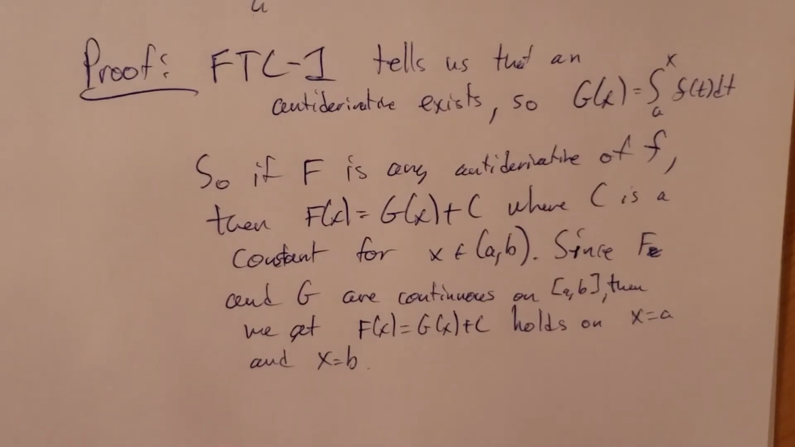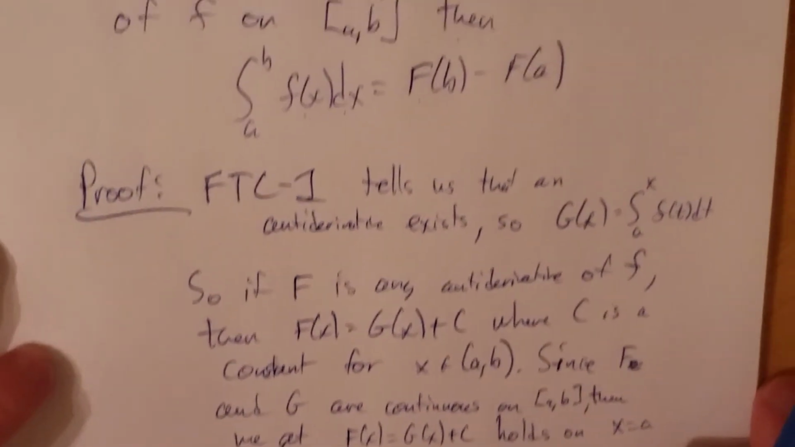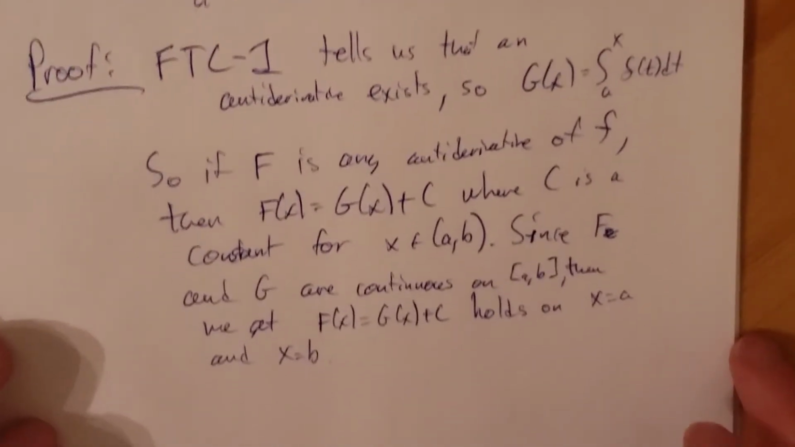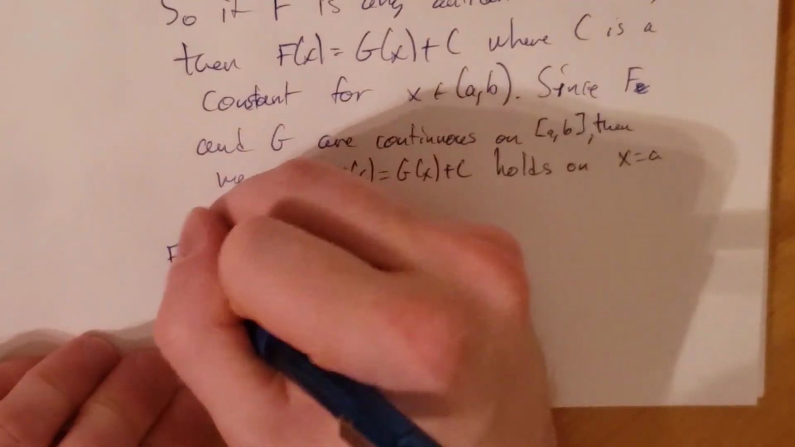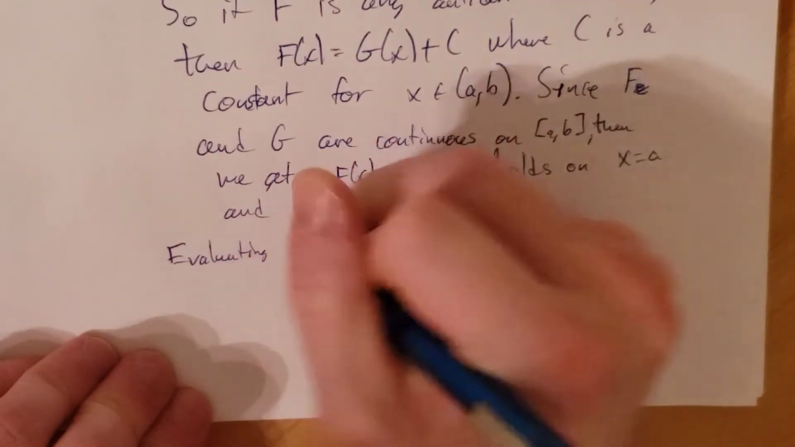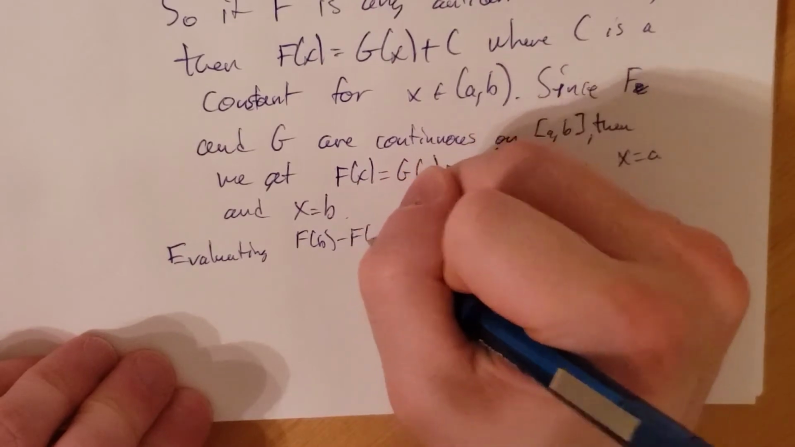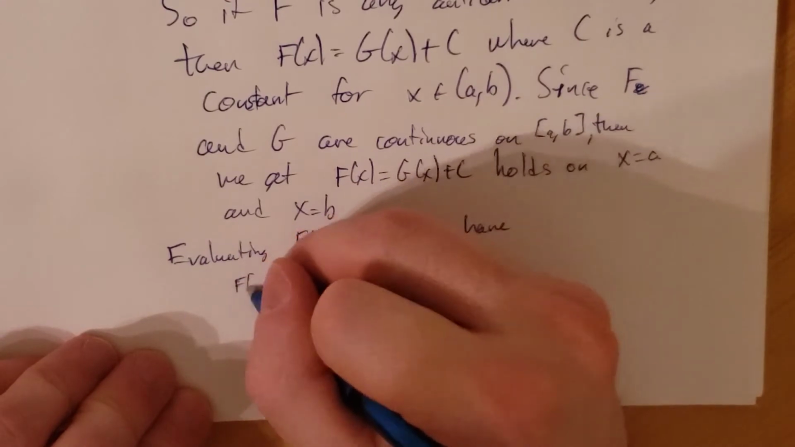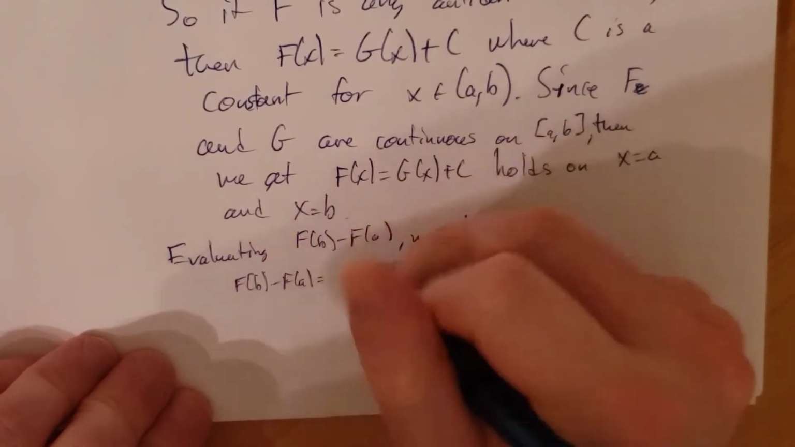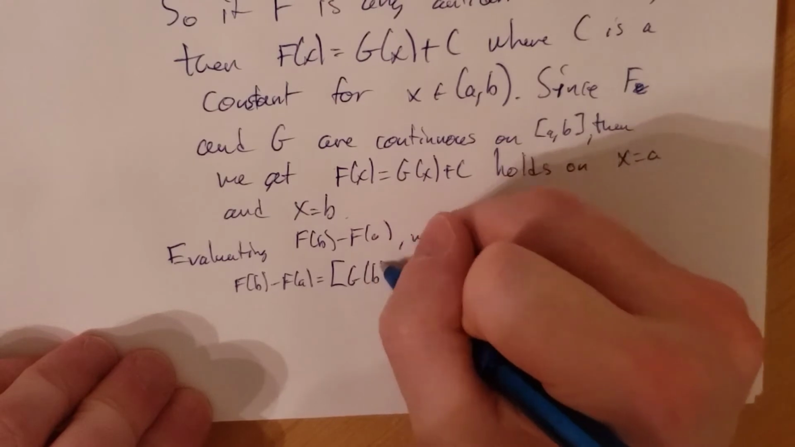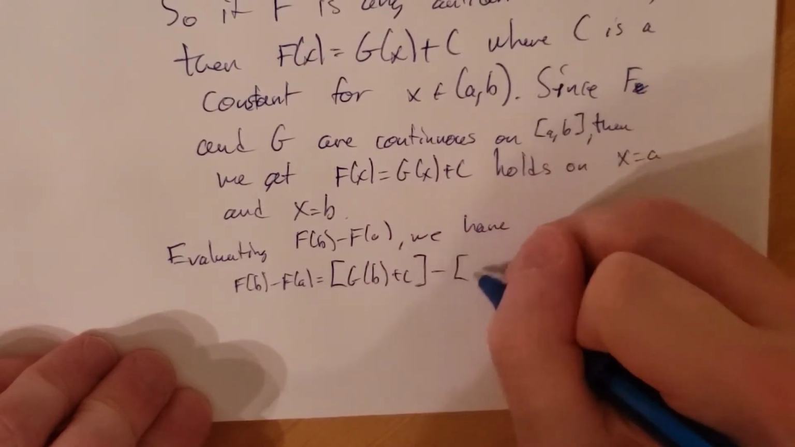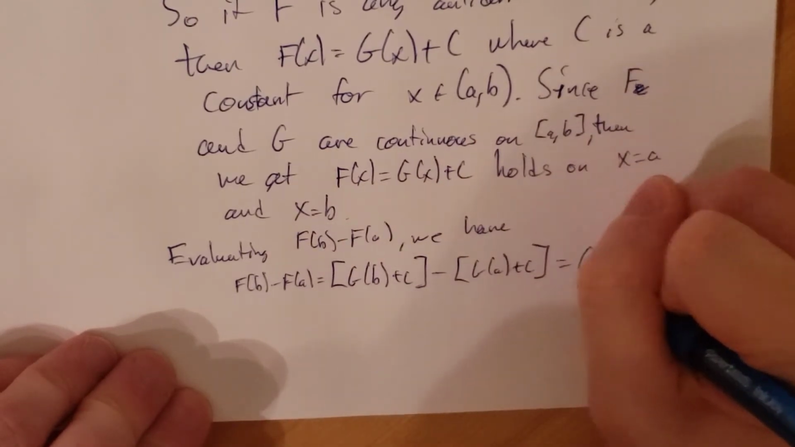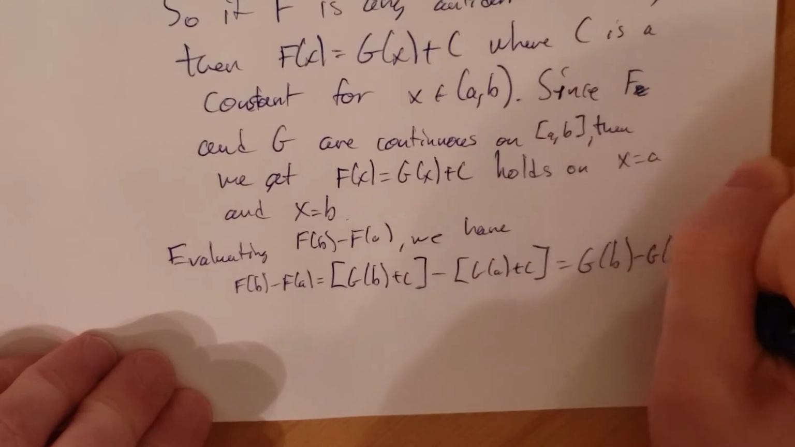So, let's go ahead and evaluate the right-hand side then of this formula up here. Evaluating F of b minus F of a, we have F of b minus F of a is equal to g of b plus c minus g of a plus some constant c, which is just g of b minus g of a.